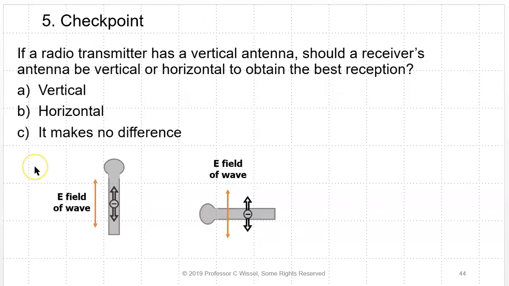Now, a radio transmitter has a vertical antenna. Should a receiver's antenna be vertical or horizontal to obtain the best reception? Now remember what's going to go on here. The electrons are going to dance in the antenna, and they're going to want to dance with the same amplitude that they have outside the antenna, or at least a reasonable approximation thereof. You want the antenna oriented in the electric field direction. If you orient it the other way, this oscillation might be rather weak.